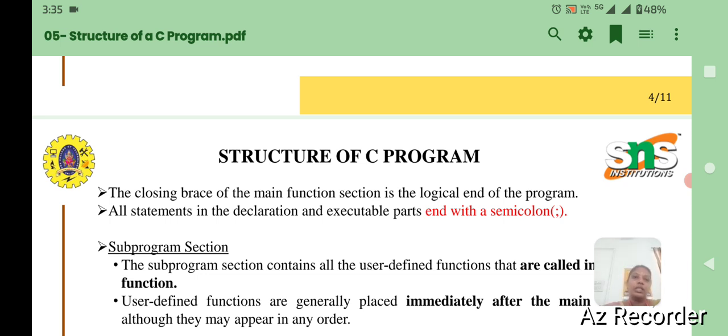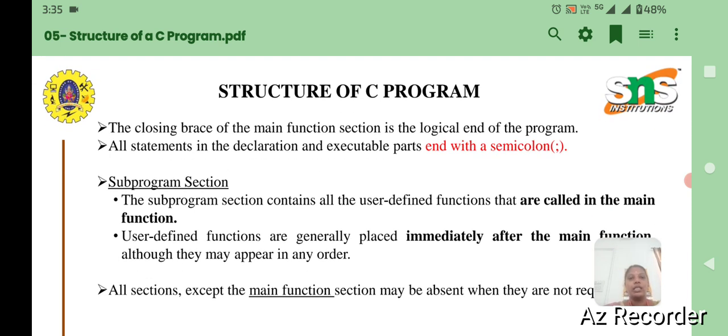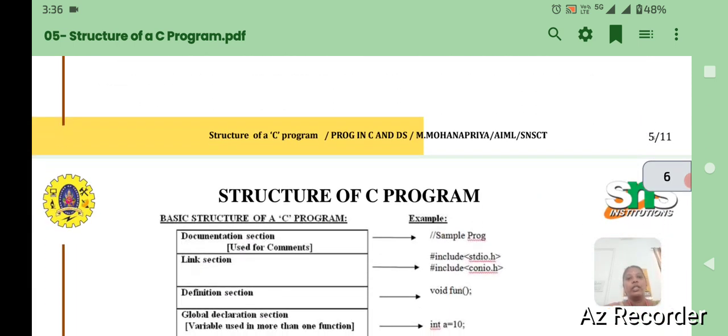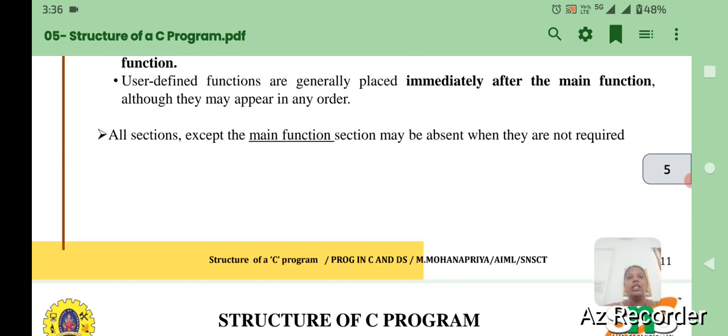All statements in the declaration and the executable part end with a semicolon. The semicolon denotes the termination of that line. Then the subprogram section. The subprogram section contains all the user-defined functions that are called in the main function. User-defined functions are generally placed immediately after the main function, although they may appear in any order. All sections except the main function may be absent when they are not required, but the main function is mandatory.